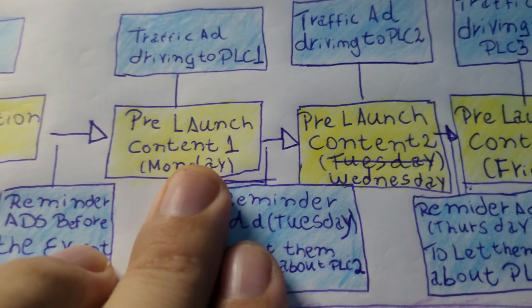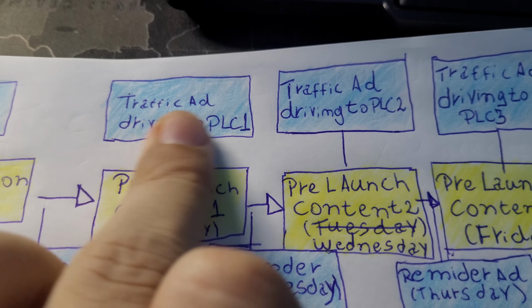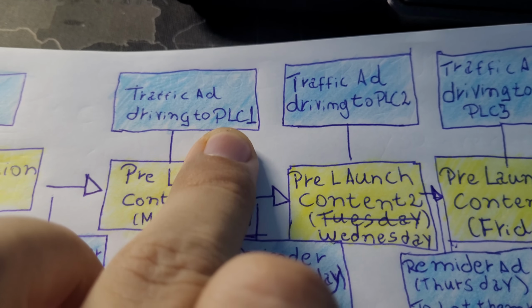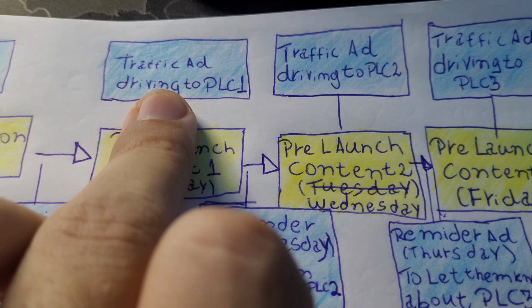Okay, and once the pre-launch content one starts, you can drive traffic using a traffic ad objective to the PLC one. So on Facebook, we'll see the traffic objective.